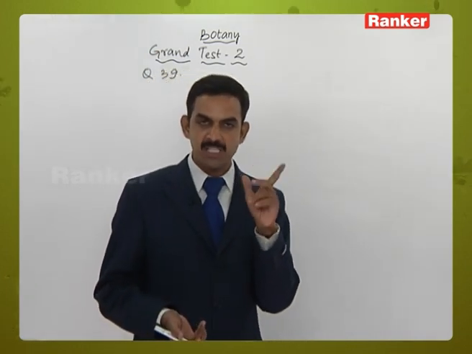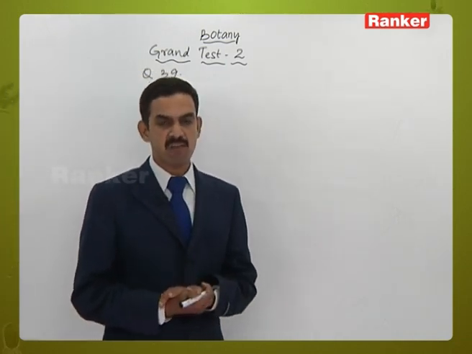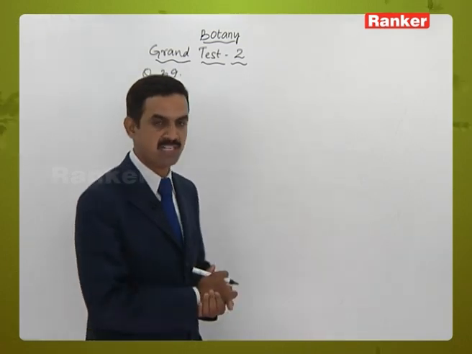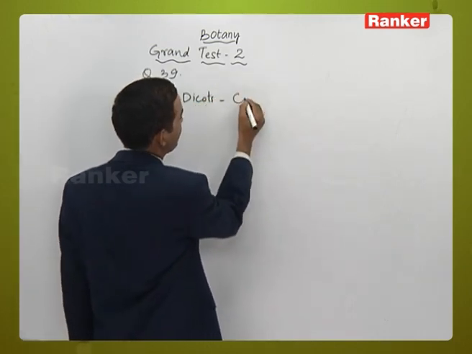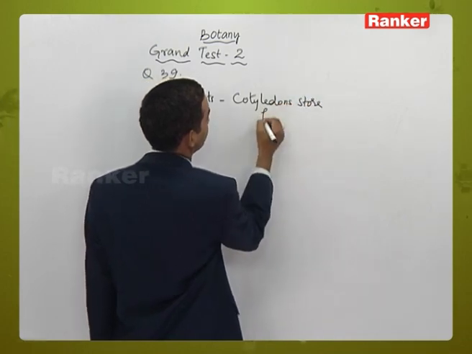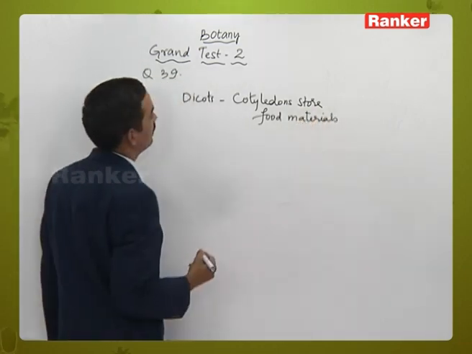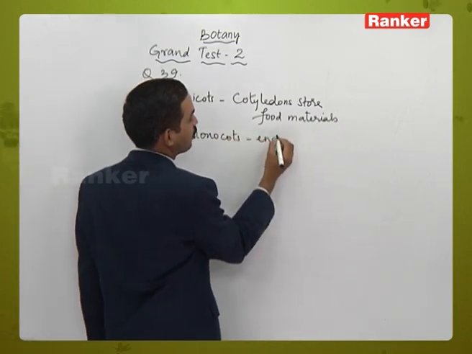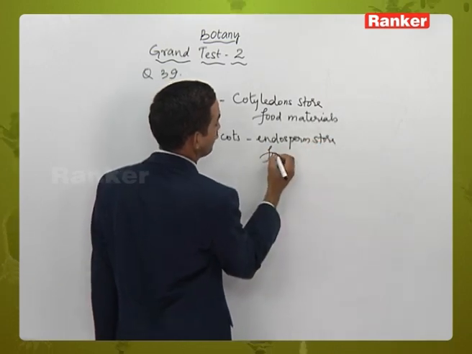Right. So here perisperm is a remnant of nucellus that is nutritive in function. Cotyledon, of course, is storing the food materials, and endosperm is also storing the food materials. We know that in dicots, mostly food materials are stored in the cotyledons. Whereas in monocots, the endosperm will store food materials.